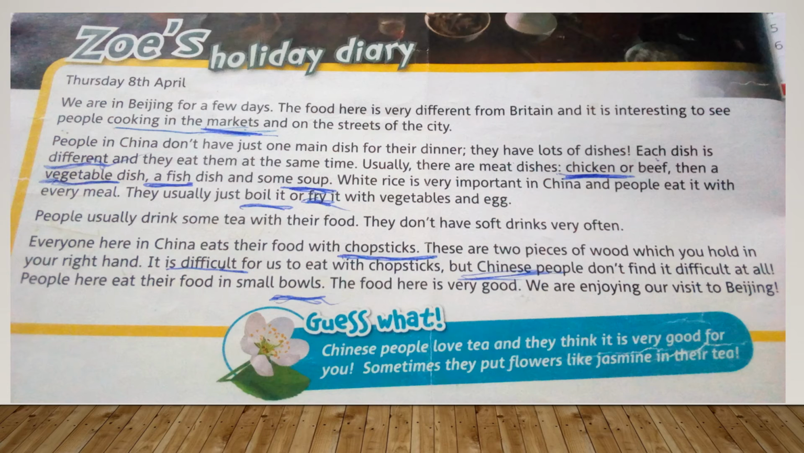People here in China eat their food in small bowls. The food here is very good. So this is also another difference between Britain and China. In Britain, people eat in dishes, flat dishes, but in China they eat in bowls. Deep bowls. The food here is very good. We're enjoying our visit to Beijing.